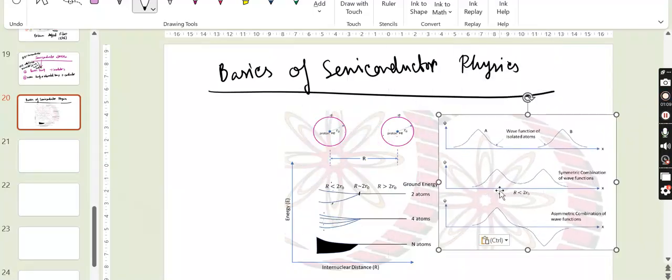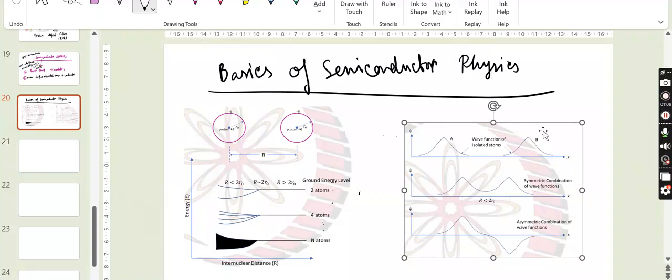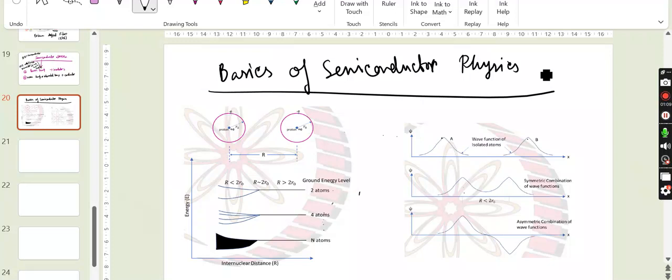So here, see, both wave functions are isolated, and when this combination is symmetric, the wave function of each electron can be approximated as a combination of the wave functions of the isolated atoms with both the same and opposite sign. When the two atoms have the same sign, the combined wave function will be like this, and when the wave functions have opposite signs, the combined wave function will be like this.